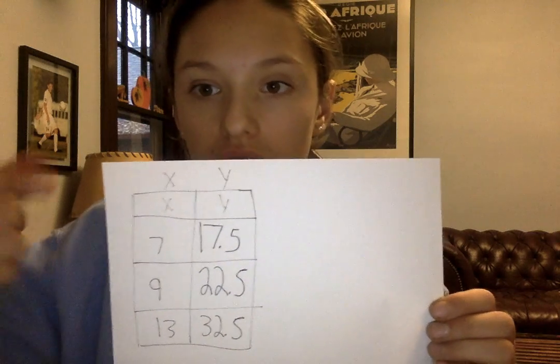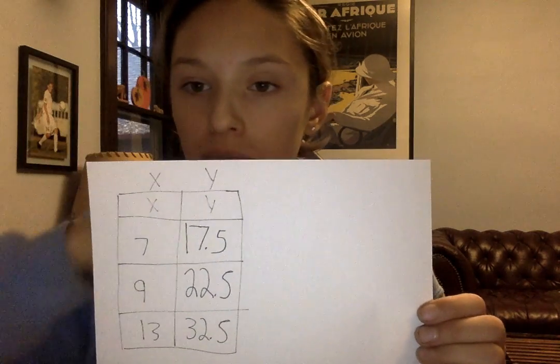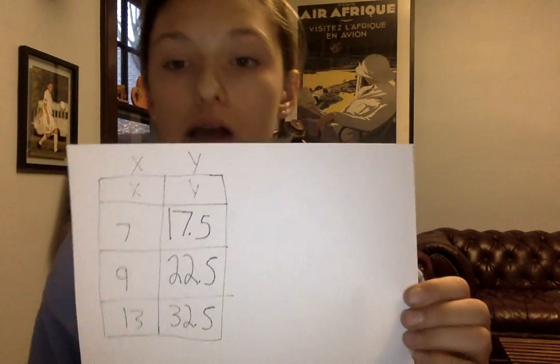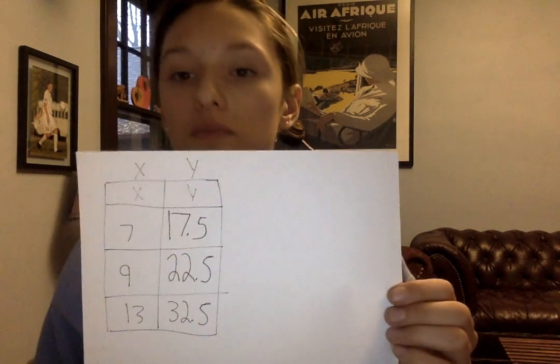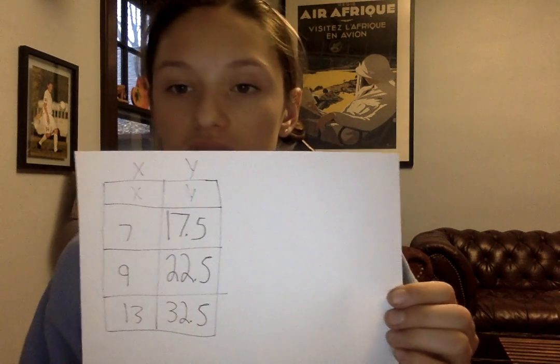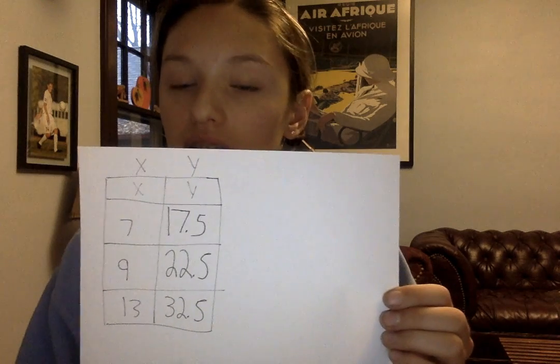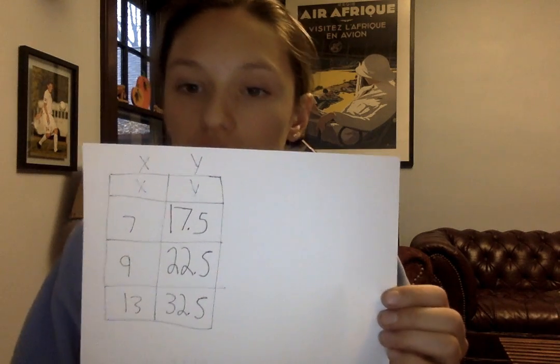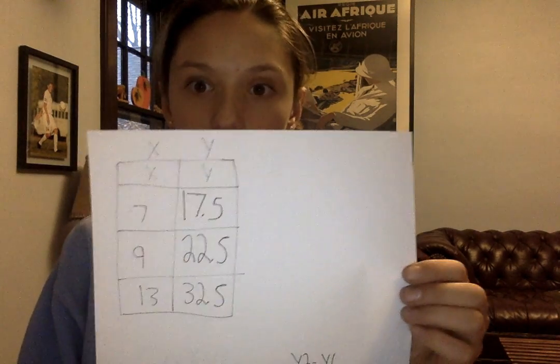How do you find if a table is proportional or not? So here's our table. We've got the x and the y. So it's 7 to y, which is 17.5, and then 9 to 22.5, and then 13 to 32.5.